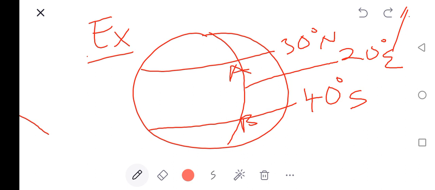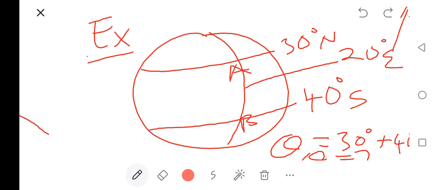Yes, you add because they are different. So you get the latitude angles. Don't get east. East is not a latitude. Latitudes are north and south. So here we are saying theta is equal to 30 degrees plus 40 degrees. So theta is 70 degrees. That's all, without a direction.